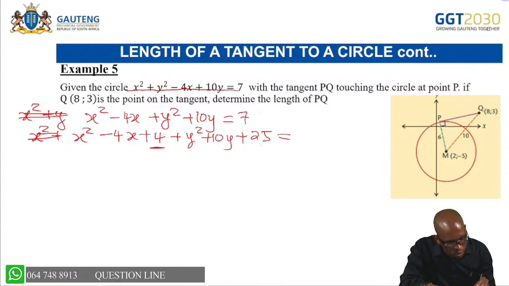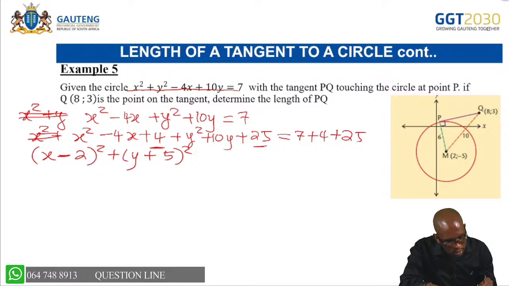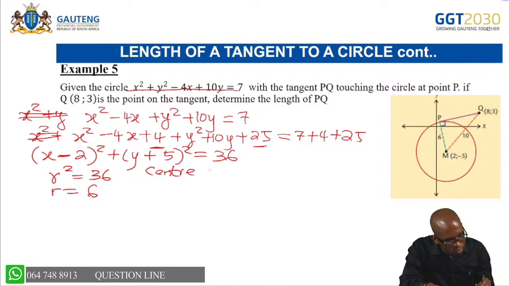So we've added 4 and 25 on the left. We're going to add 4 and 25 on the right. So completing the square gives us (x minus 2) all squared plus (y plus 5) all squared is equal to 7 plus 4 plus 25, we get 36. Which means that r squared is equal to 36. r would be the square root of 36, which is 6. And the center in this case would be given by (2, minus 5).